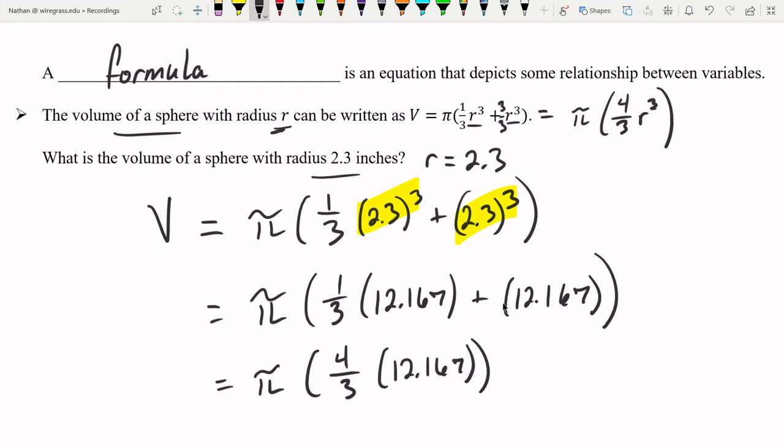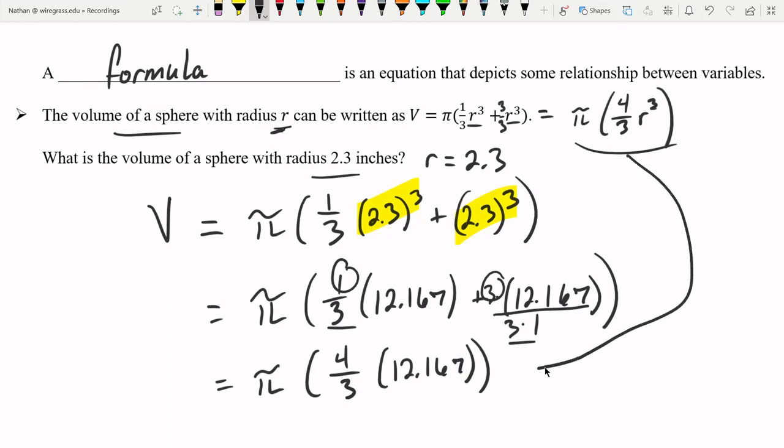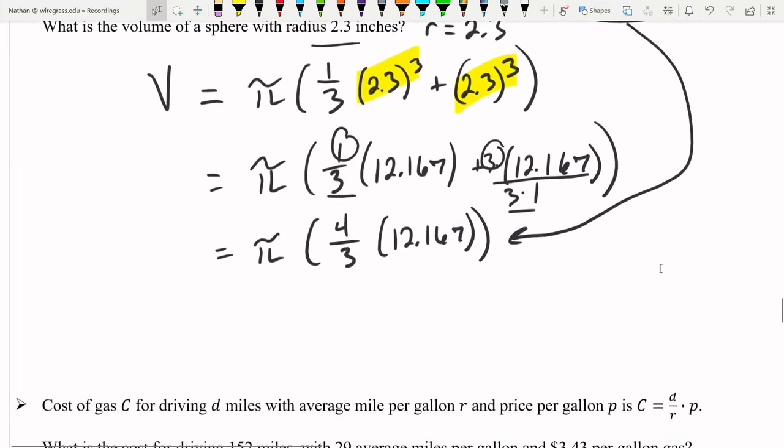All I've done there, again, is write this as this over 1 and multiply by 3 over 3. I'll do it on this side. And here we have common denominators of 3. So we have 1 plus 3 is 4 over 3 times this number. I've just plugged it in here for r cubed. Okay, let's keep going.